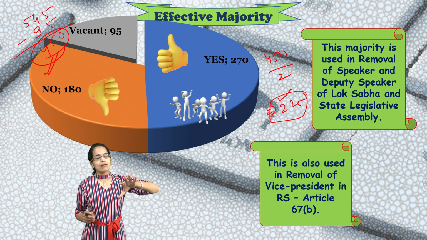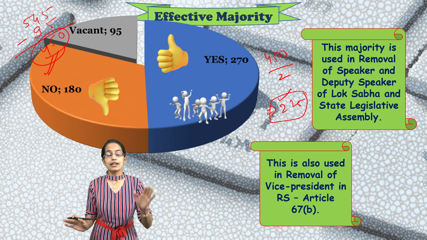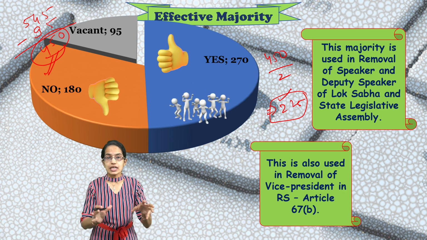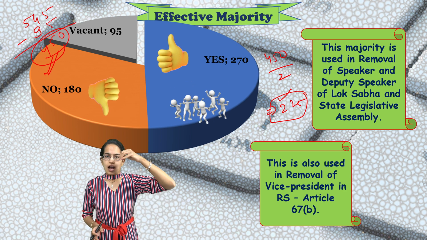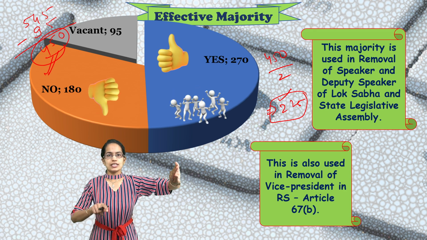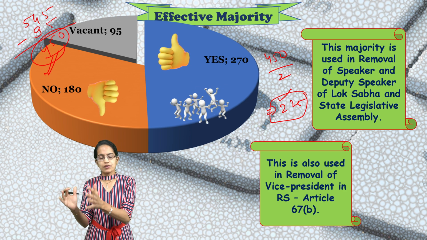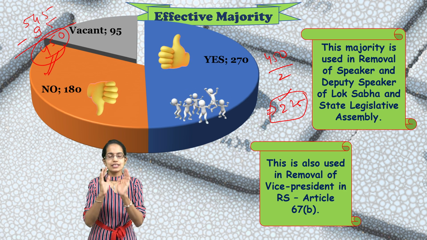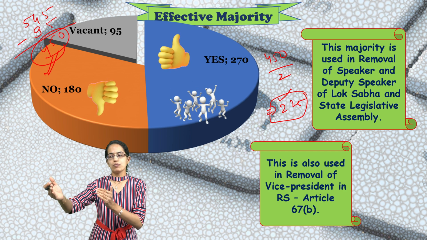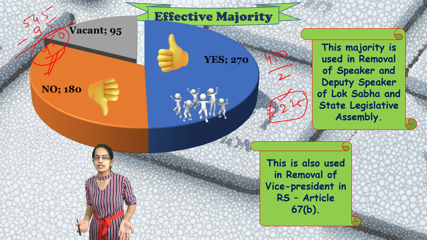Clear? In absolute majority, we are not considering vacant or non-vacant seats. But in effective majority, we consider the vacant seats and remove them, and the remaining figure, which is 450, is the full number of members we consider. Out of that, half and more than half of the effective strength would be the effective majority.